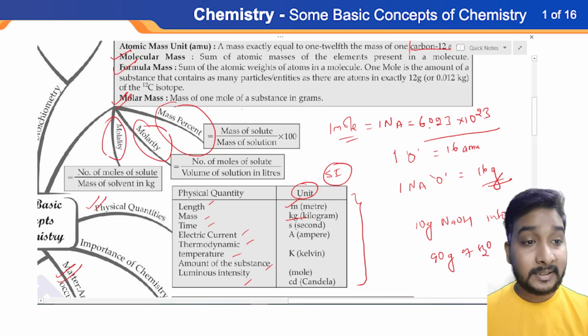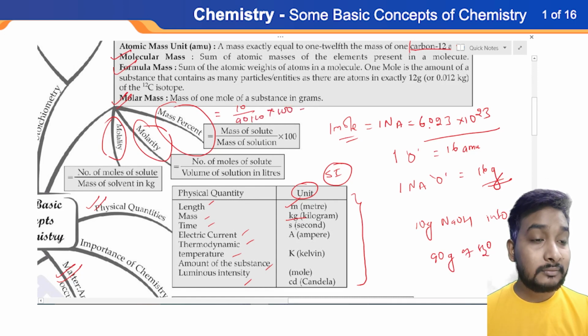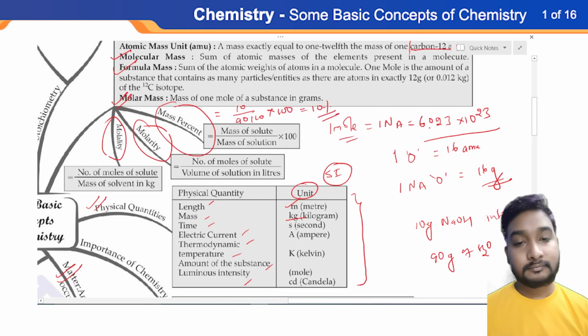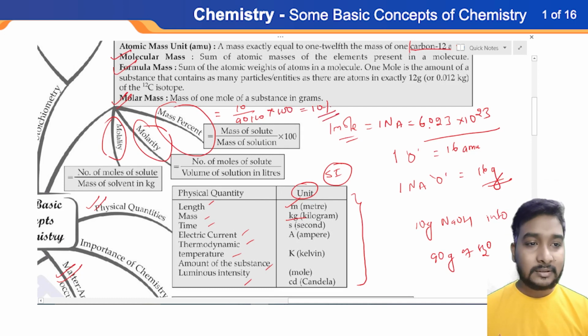So what should be the mass percentage? It should be equal to 10 gram upon 90 plus 10 into 100, so the answer should be 10%. Okay, it's a very simple thing.